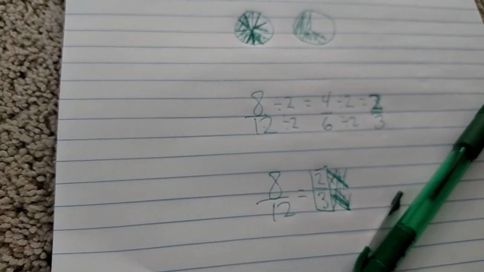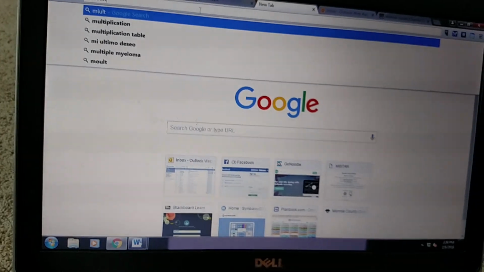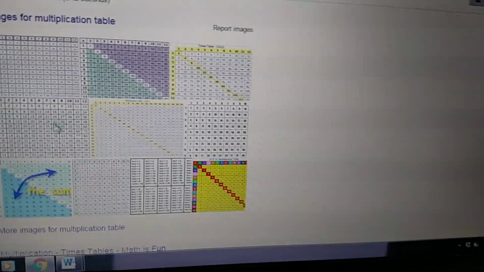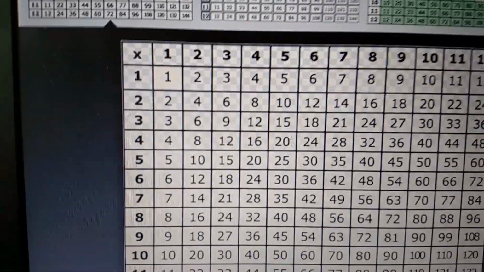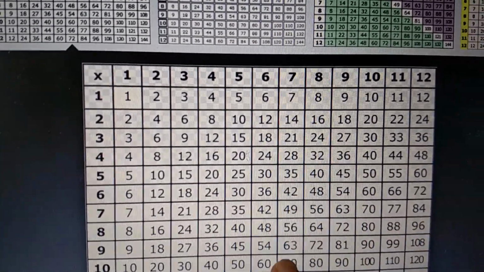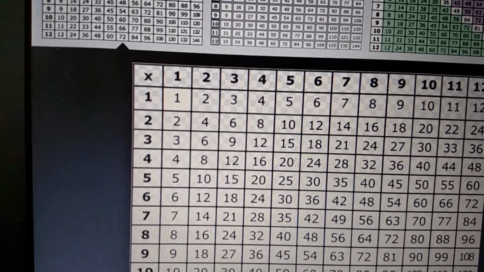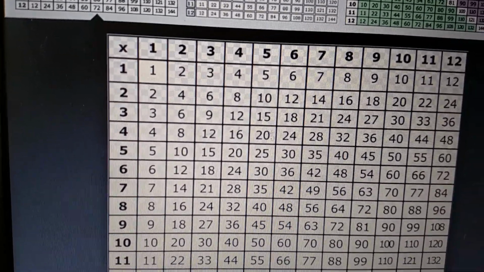The last and final way, which can be really good if you have a multiplication table somewhere, is this. Multiplication table. Sorry, I'm just pulling one up right now. I should be more prepared than this. Here's a multiplication table. I can look down my columns for the numbers 8 and 12 to be in the same exact column.